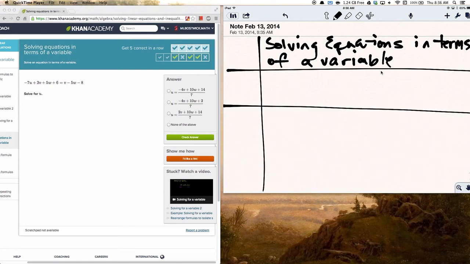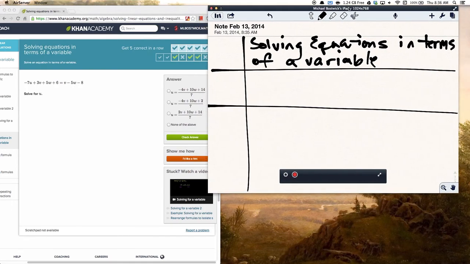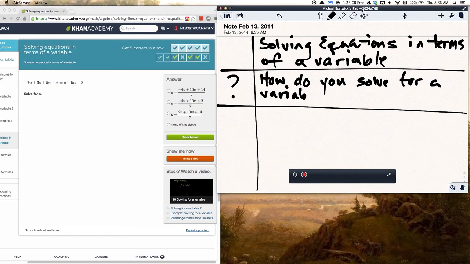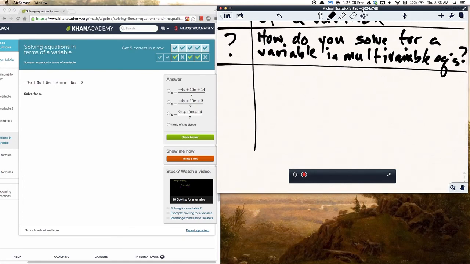Again, sorry about my handwriting. It's just not the best. I apologize. I can't do much better than that. But what is definitely true is that I will say everything that I write. And so then my big question is going to be, how do you solve for a variable in multivariable equations? All right, and so I'm going to go ahead and start by writing down the problem.